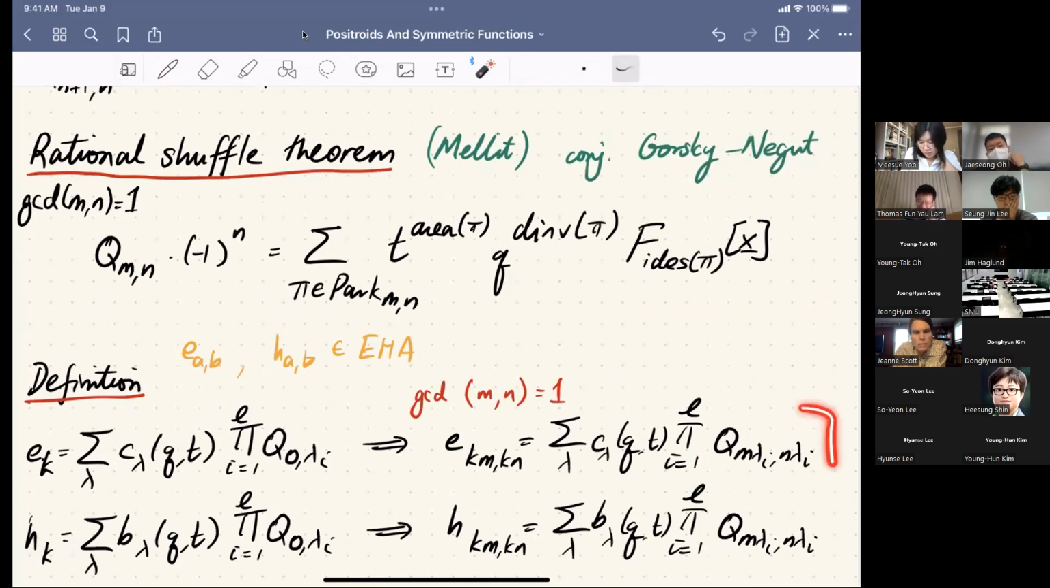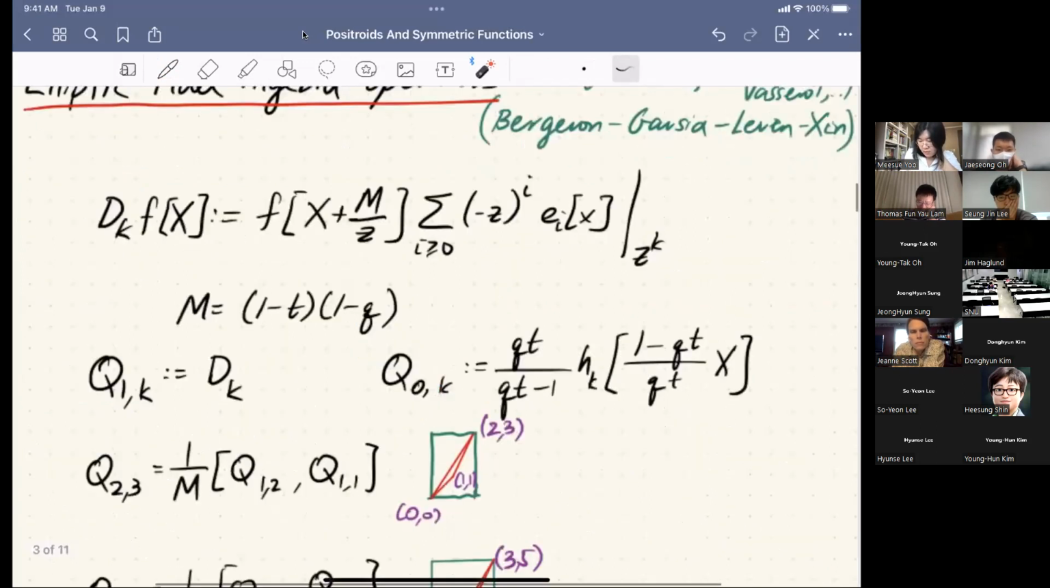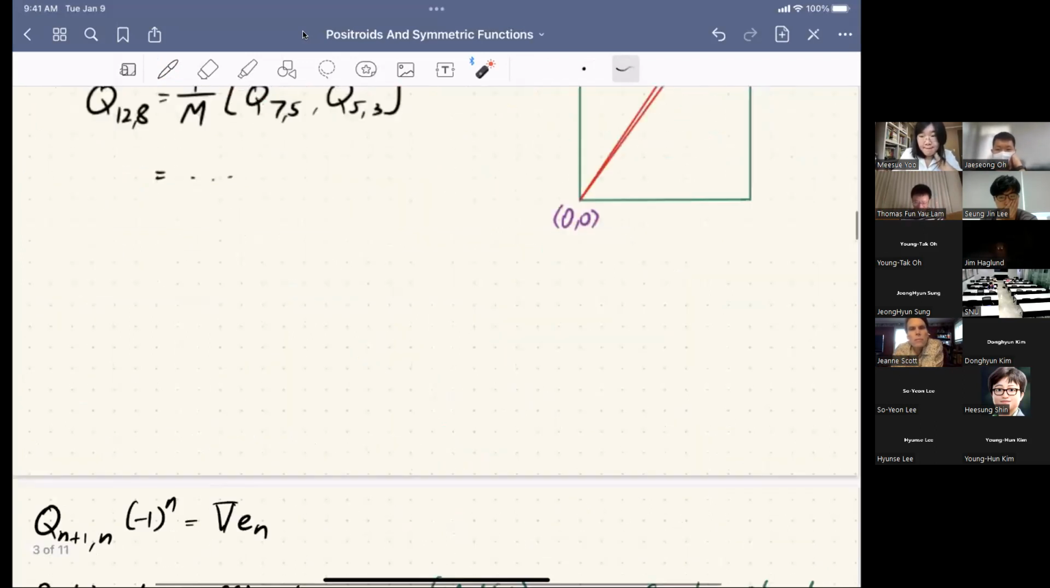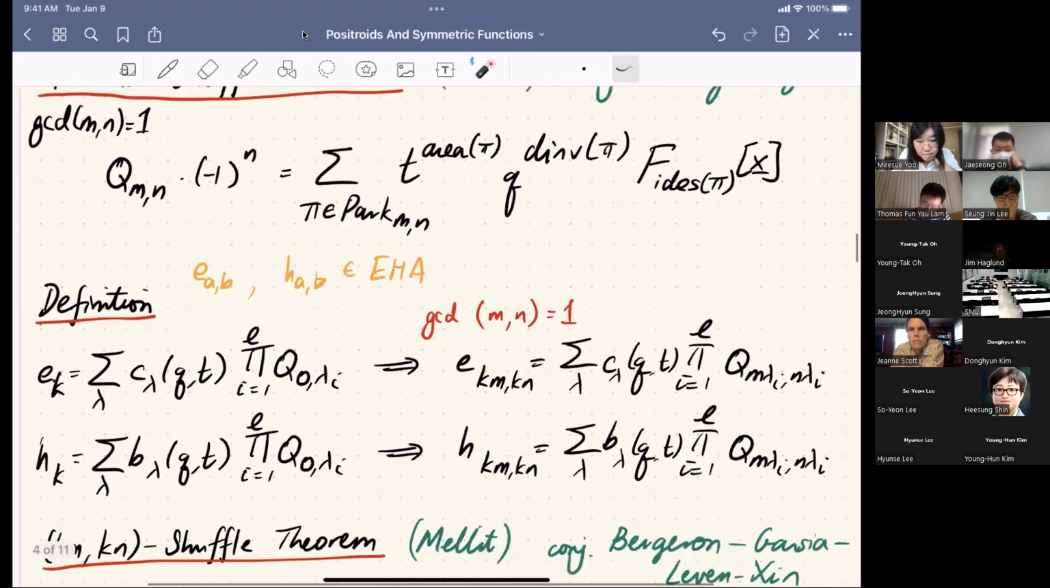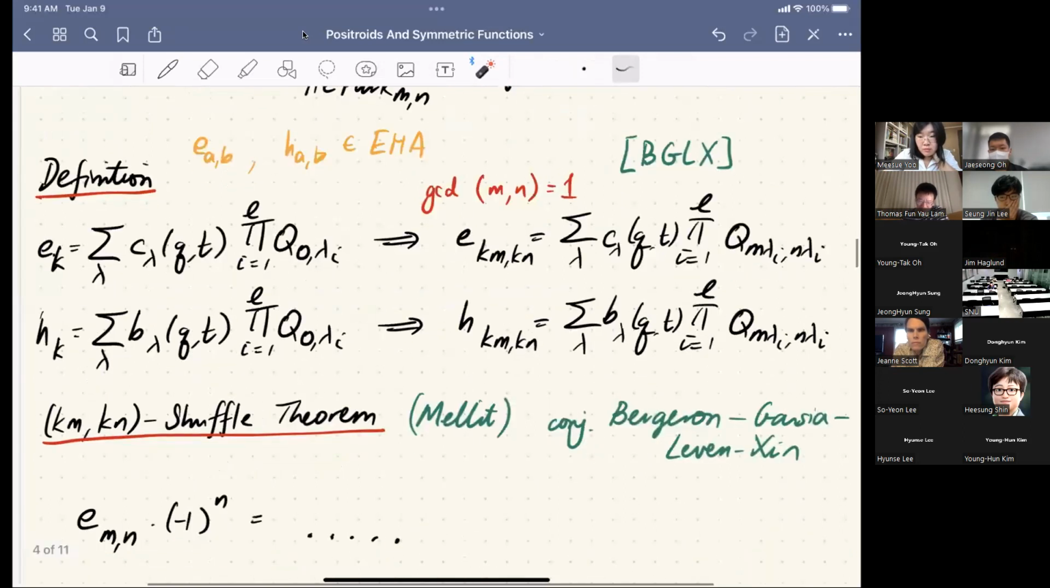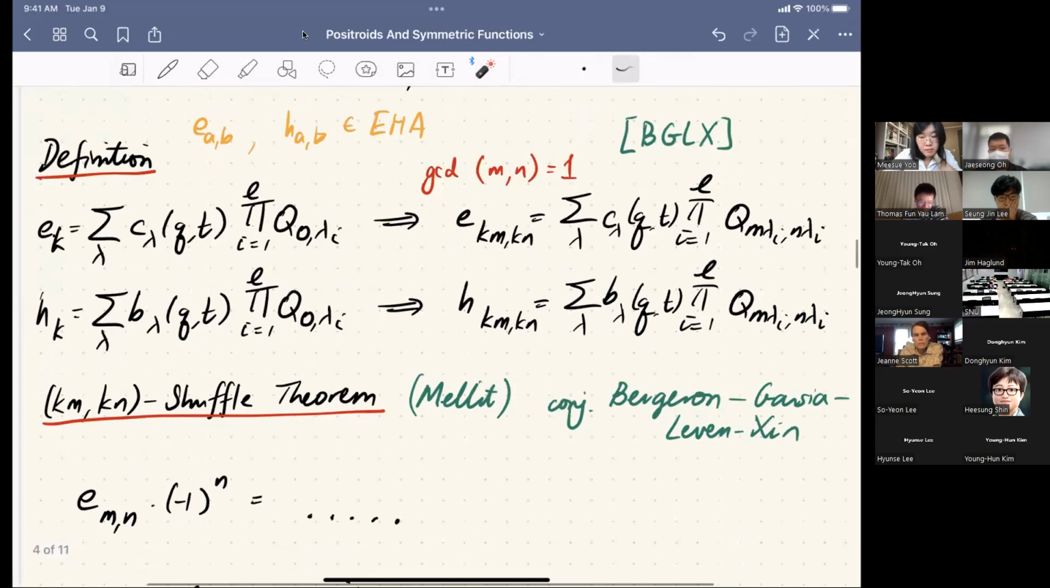So this definition is in the same paper by BGLX. Let me write this down. BGLX, Bergeron, Garcia, Leven, and Xin, use this formalism to define the km, kn shuffle theorem. So a rational shuffle theorem where they don't have to have GCD equal to 1. In fact, they defined it.